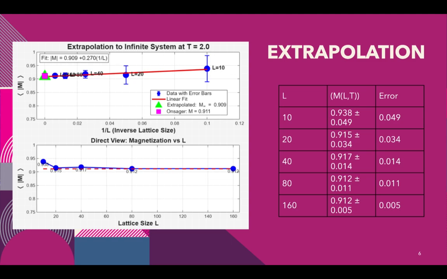And these were my results. As you can see, when I've plotted the magnetization M against 1 over L on the top, they do fall into a straight line. Then extending it backwards to 1 over L is 0, which would represent infinity, gave the intercept M infinity is 0.909, which is my value of infinite magnetization.